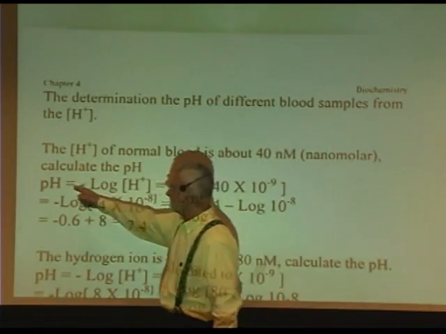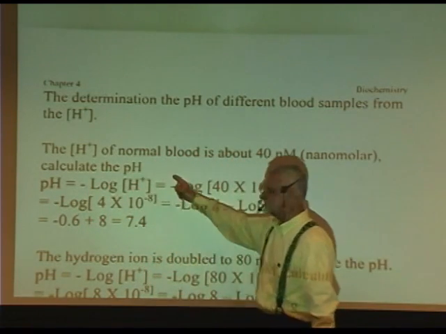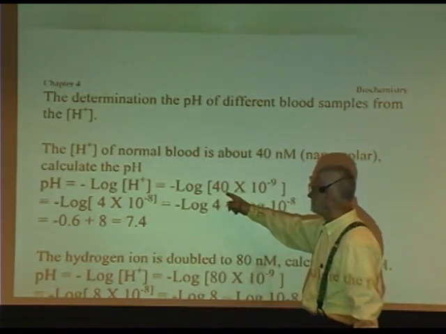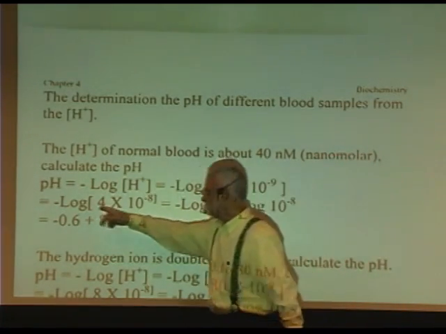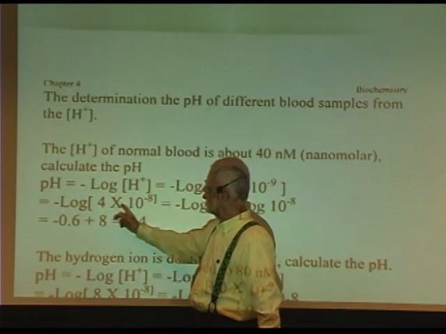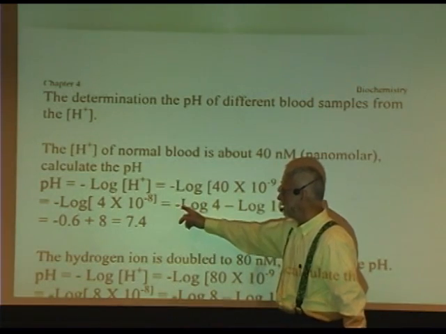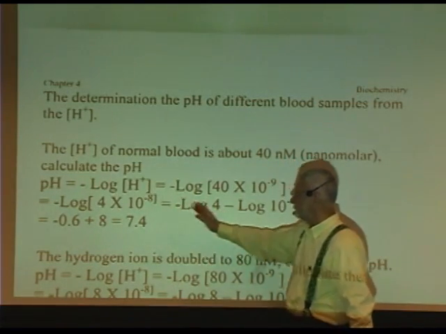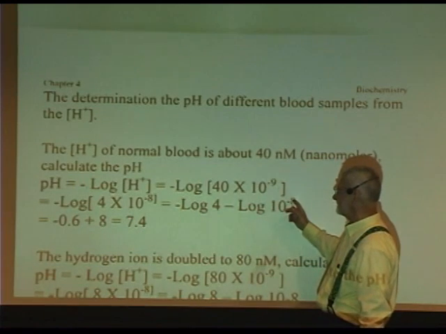We're determining the pH, which is equal to minus the log of the hydrogen ion concentration, equals minus the log of 40 times 10 to the minus 9th. That's equal to minus the log of 4 times 10 to the minus 8th. That's equal to minus the log of 4 from this term, and then minus the log of 10 to the minus 8th.